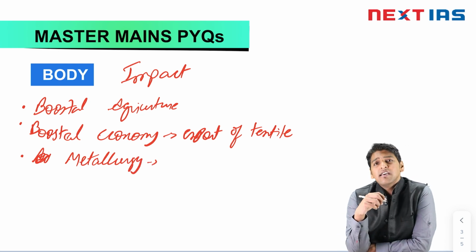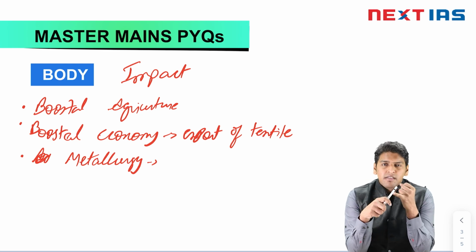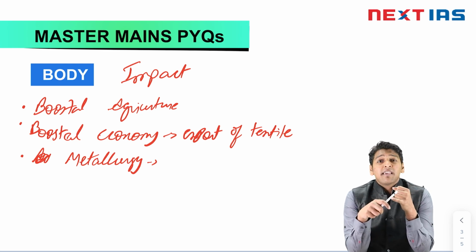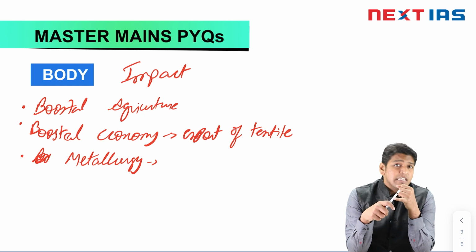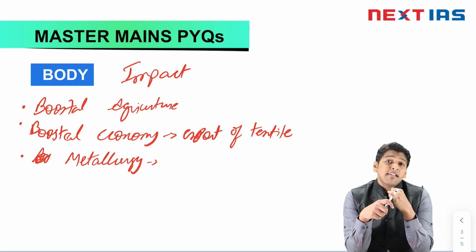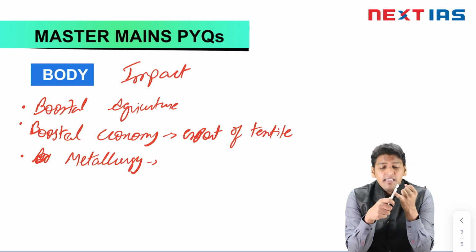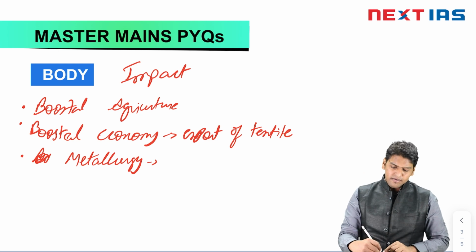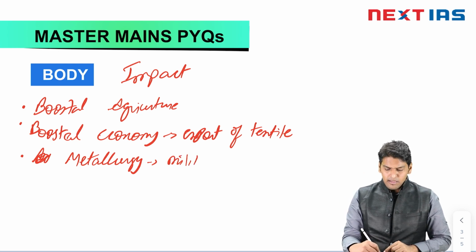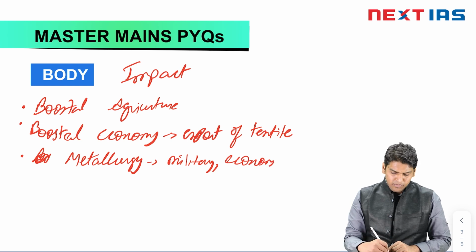Advancements in metallurgy helped in coin making. The economy became more monetized because of ease of coin making. And then metal working also helped them make more implements for agriculture and more weapons for military conquest. Helped in military and economy.